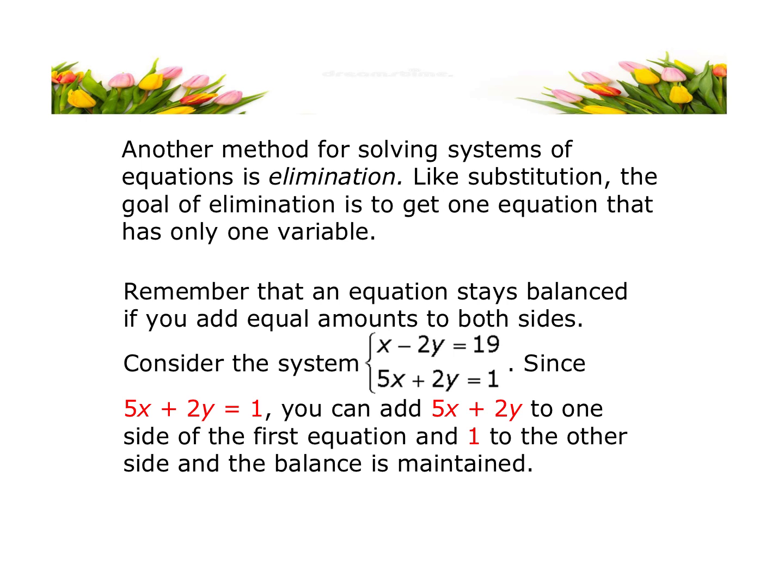So another method for solving systems of equations is elimination. Like substitution, the goal of elimination is to get one equation that has only one variable. So again, solve for one and then solve for the other. Remember that an equation stays balanced if you add equal amounts to both sides. So if you consider this system, x minus 2y equals 19 and 5x plus 2y equals 1. Since 5x plus 2y equals 1, you can add 5x plus 2y to one side of the first equation and add 1 to the other side of the balance, and the balance is maintained.